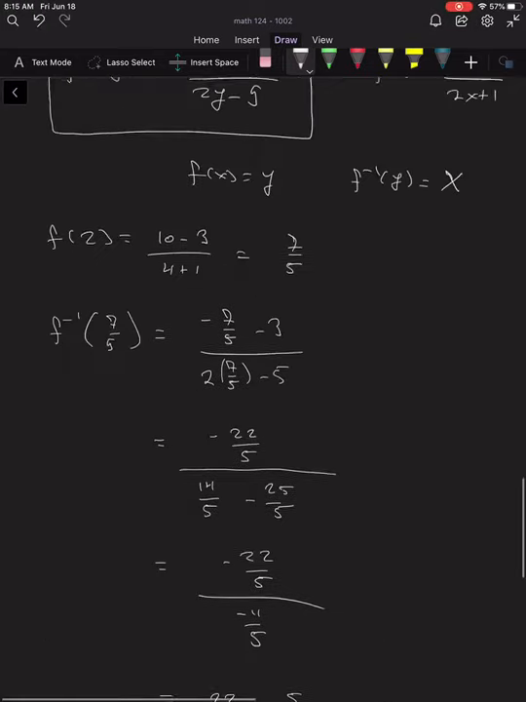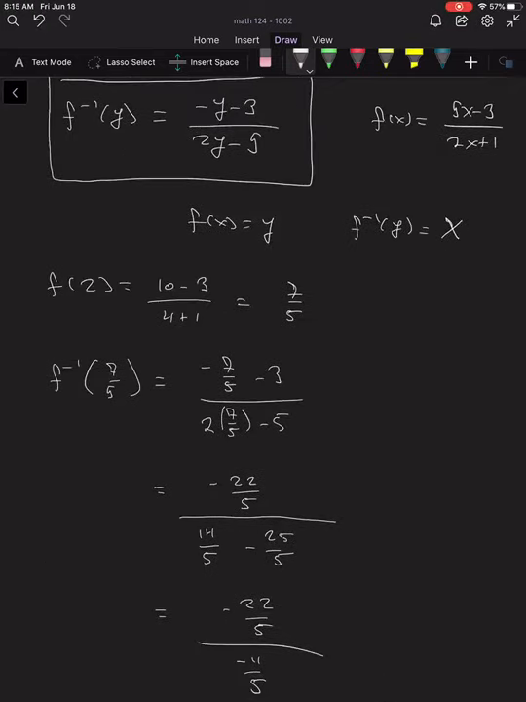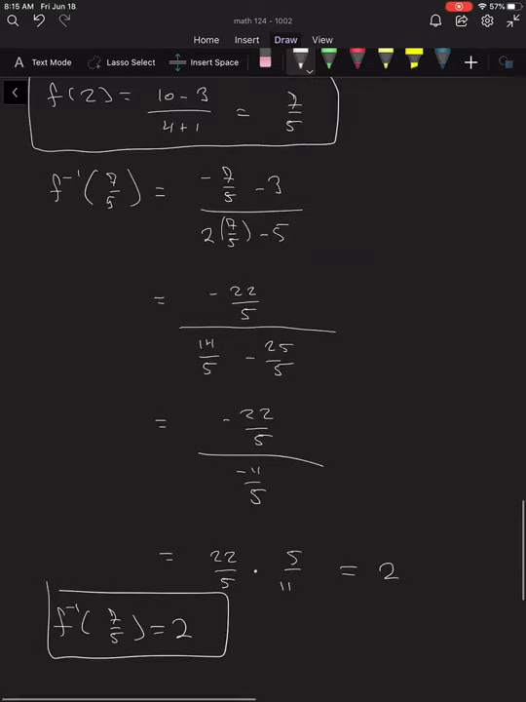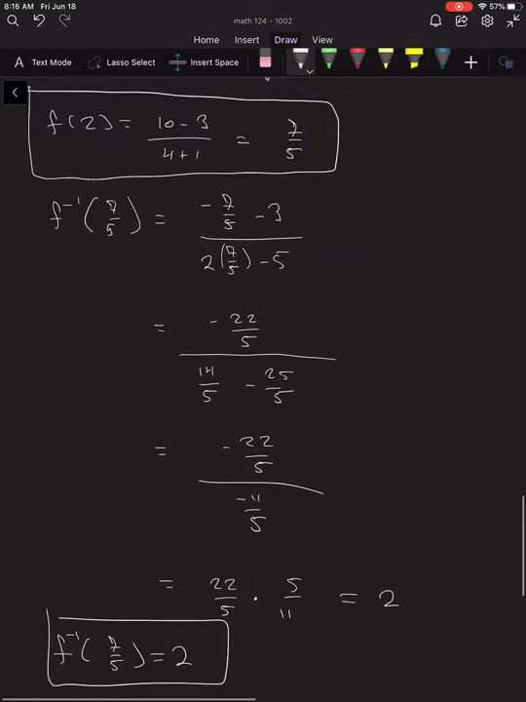So over here we see we have f of 2 is equal to 7 over 5. And here we have f inverse of 7 over 5 is equal to 2. Like they always have to be backwards of each other. So this piece is right here, and this piece is right here.